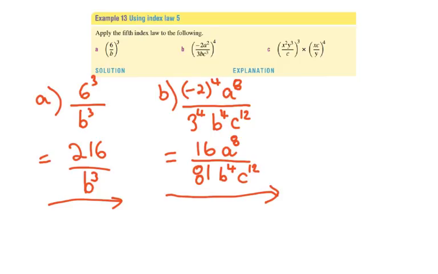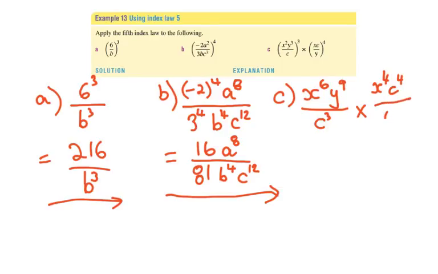Okay, so C is a little bit more complex and takes a little bit more time to do, but as I keep saying, just take your time with it to avoid making mistakes. Step 1, get rid of the brackets. So it's going to be x to the power of 6, y to the power of 9 over c to the power of 3, multiplied by x to the power of 4, c to the power of 4 over y to the power of 4.